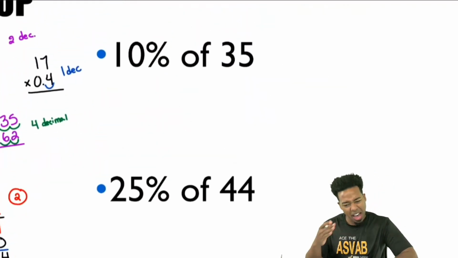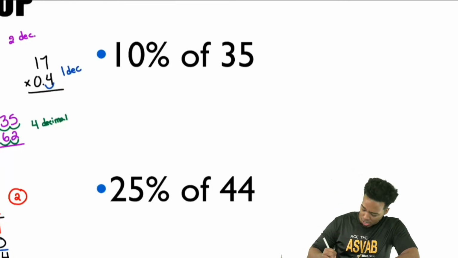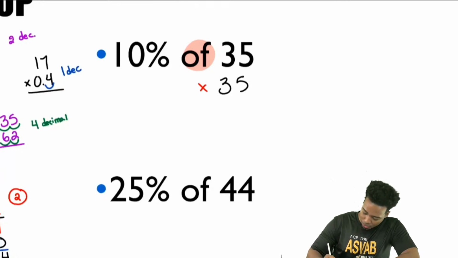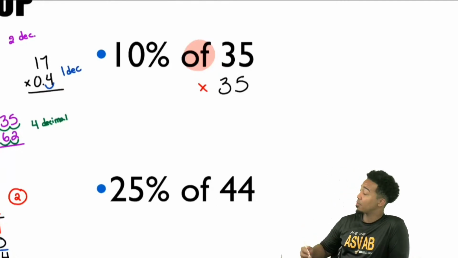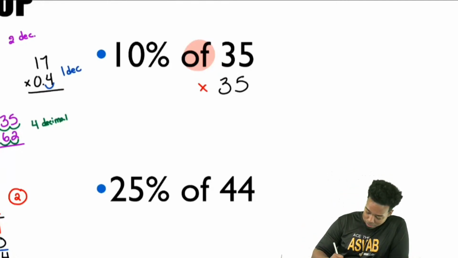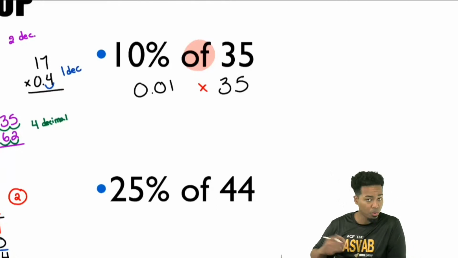Let's go a little faster here. First step is understanding again that "of" means multiply. So let me just go ahead and start off by writing that there. Now, the second thing I'm going to write down is let's just start off by turning that percent to a decimal. We have 10%. Everybody, that's going to end up being 0.01, correct? Right?